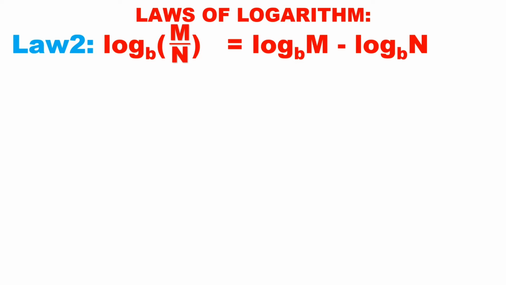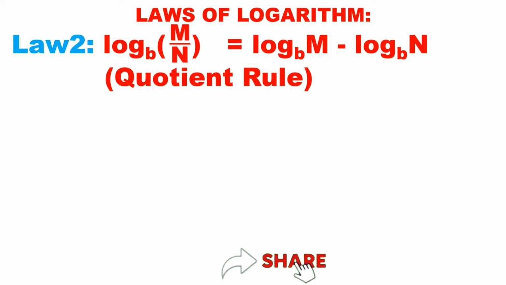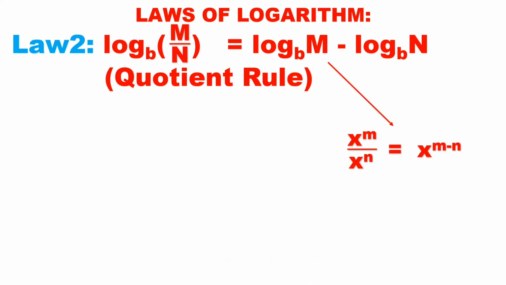Law of logarithm number 2: log of m over n with base b equals log of m with base b minus log of n with base b, called the quotient rule. And it is also patterned to the law of exponent: x to the m over x to the n equals x to the m minus n.